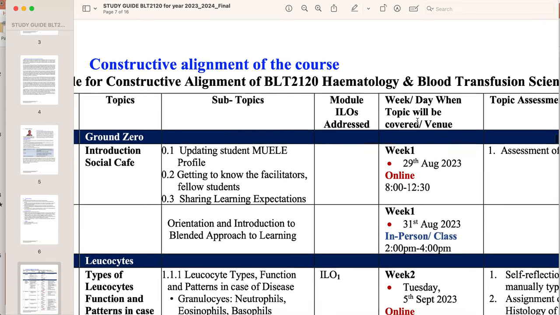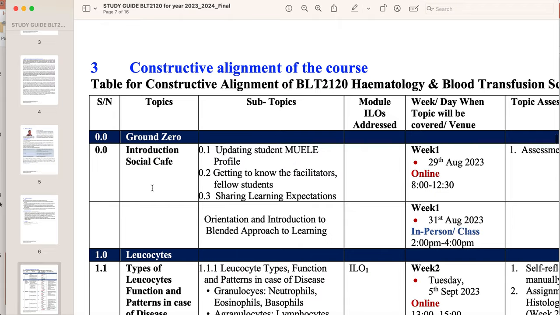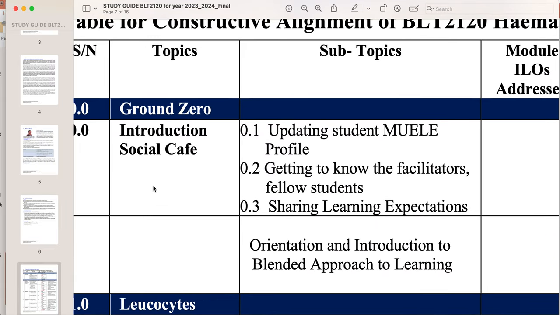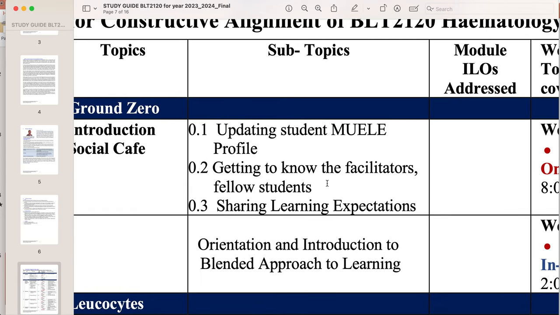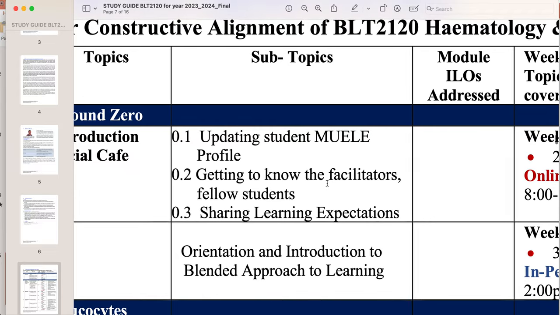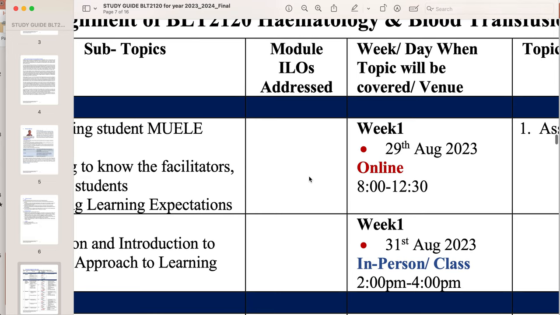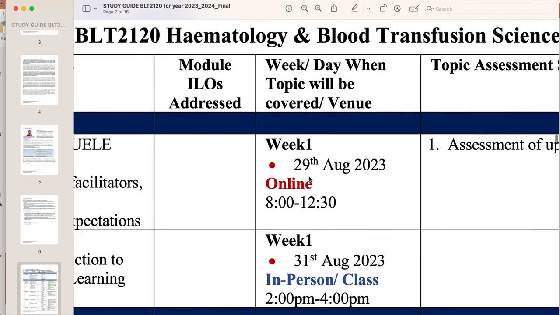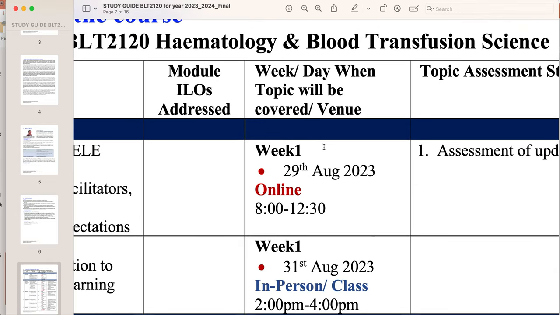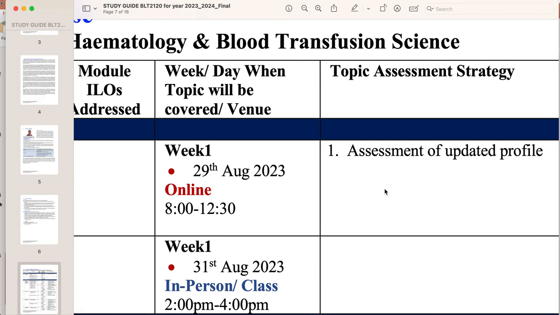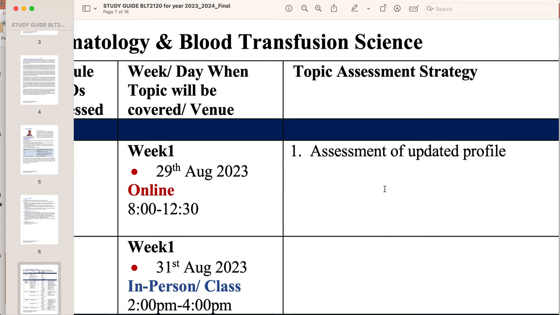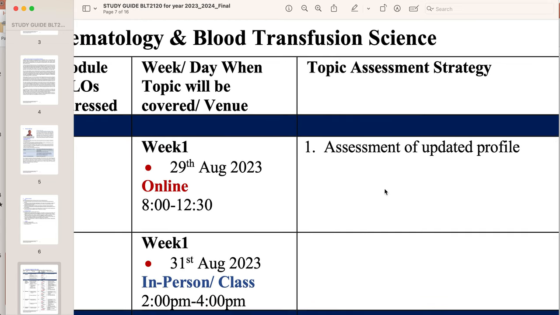So my first topic here is actually Ground Zero, Introduction and Social Cafe. This is online. We want them to update their student profiles, get to know the facilitators, share their learning expectations. There are no ELOs, course-wide intended learning outcomes addressed by this topic, but it's still essential. Now, I've told them the week when it will be done, week one, the day when it will be done, 29th August, 2023. It's going to be done online. I've given them the times, and it's going to be assessed. I will assess the profile that the student has uploaded online under Word Marks.